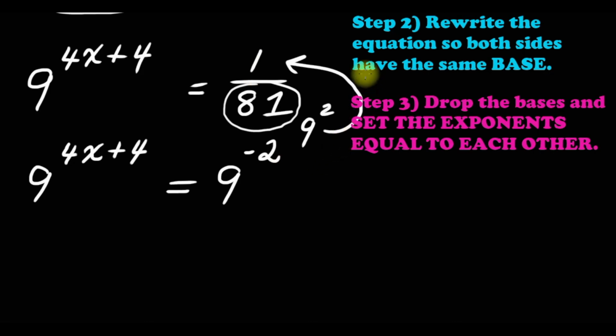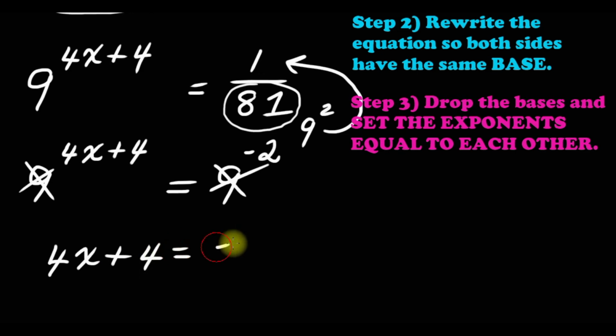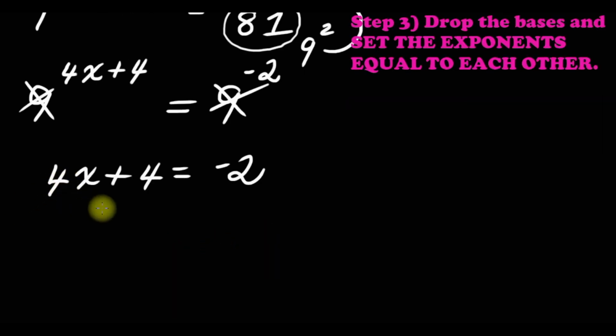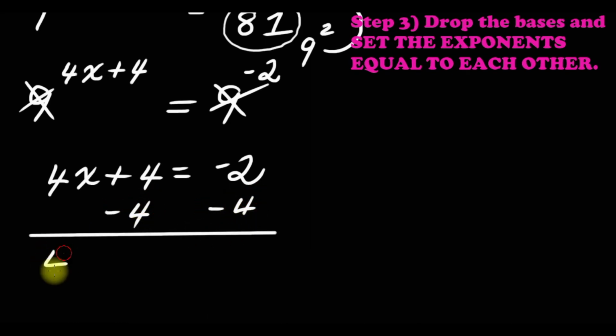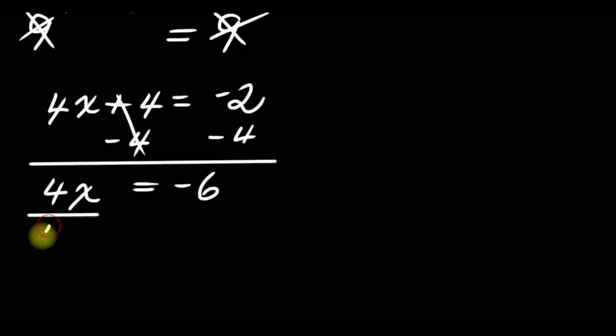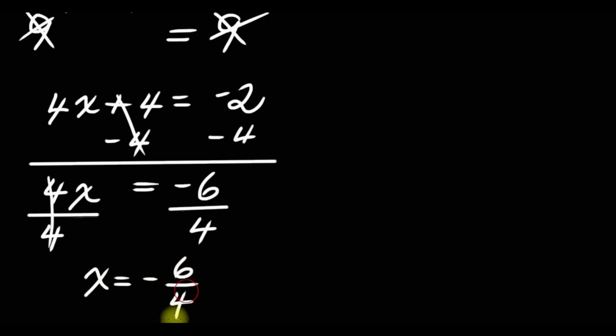Okay, and then step 3 is to drop the bases and set the exponents equal to each other. So we're going to drop the bases and we're going to set the exponents equal. So 4x plus 4 is negative 2. Okay, we're going to solve for x here. So I would just have to minus 4, minus 4. So 4x is negative 6. Divide by 4. Divide by 4. Okay, so x is going to be negative 6 over 4, which is the same as negative 3 over 2.